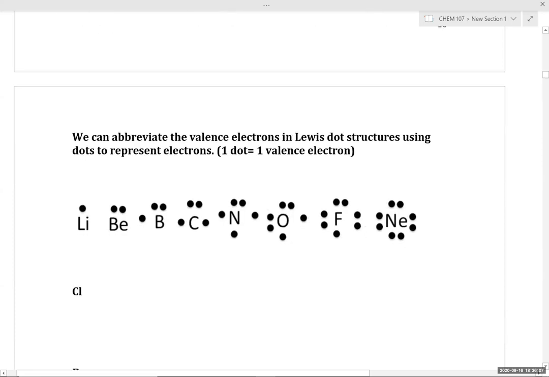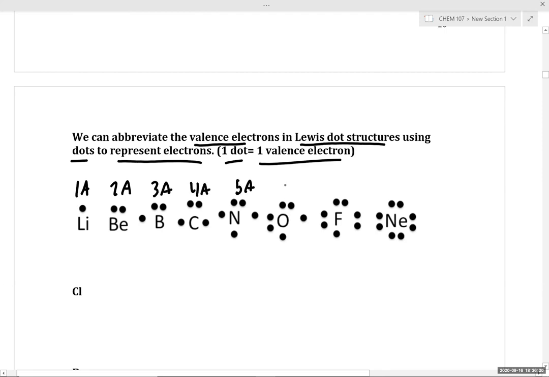So one thing that we can do is we can abbreviate the valence electrons in what are known as Lewis dot structures, using dots to represent electrons. So 1 dot, 1 valence electron. So lithium, 1A element, 1 valence electron, 1 dot. Beryllium, 2A element, 2 valence electrons, 2 dots. And so forth.